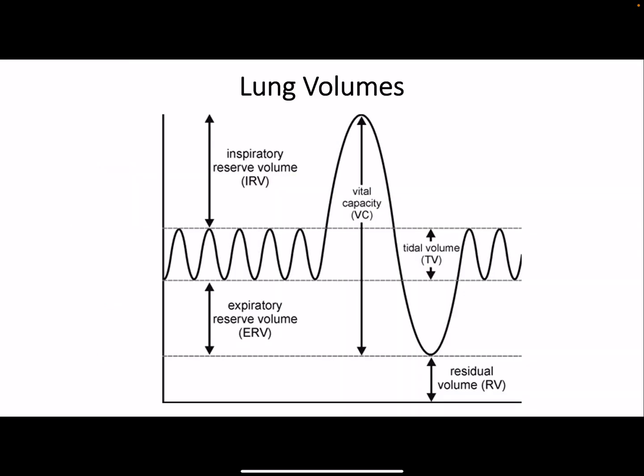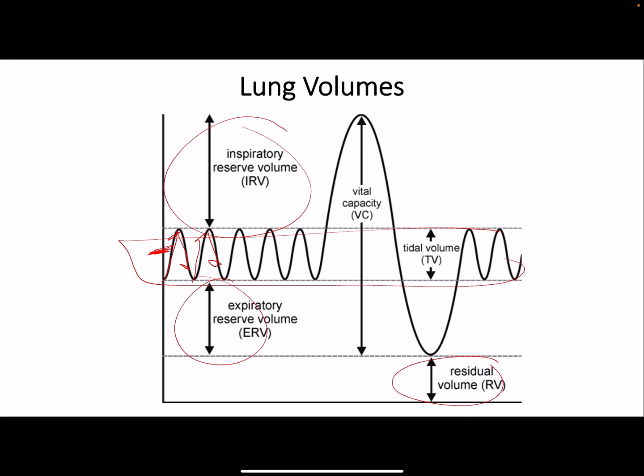So lung volumes. Let's actually just start here. This is sort of our normal, this is where we live. We live in a tidal volume. So this is a normal inhalation, that's a normal exhalation, normal inhalation, normal exhalation. If I take in the biggest possible breath I can, we have our inspiratory reserve volume, IRV. If I take the biggest possible breath out, that's the expiratory reserve volume.